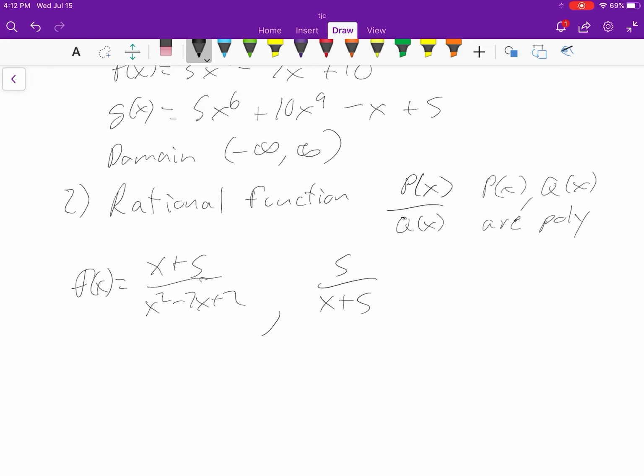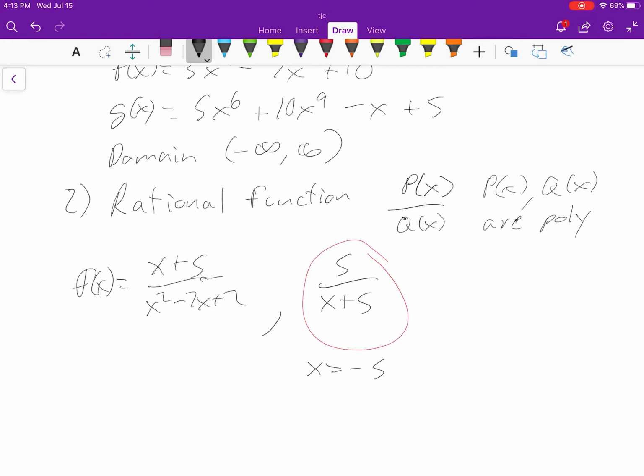And the thing with rational functions is they have a restricted domain. Unlike a poly, where its domain is all real numbers, rational functions' domain is restricted because we can't have the denominator equal 0. So on this example here, we can't have x equal to negative 5. Why is this not allowed? Because if we plug negative 5 into here, then you'd have 5 over negative 5 plus 5, which would be 5 over 0. You can't divide by 0.